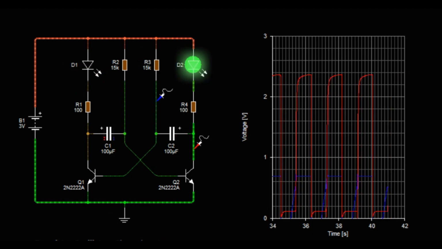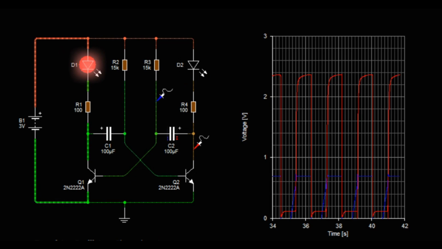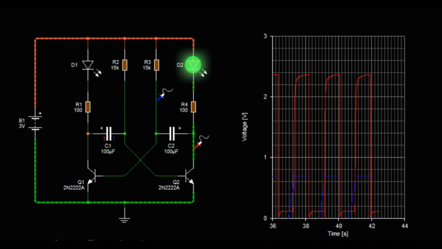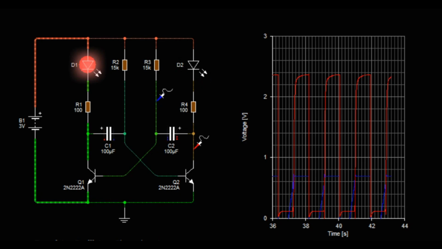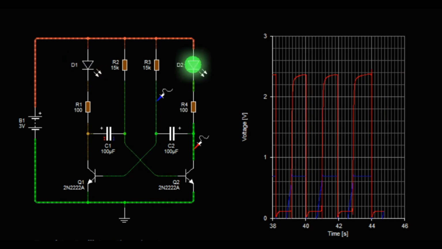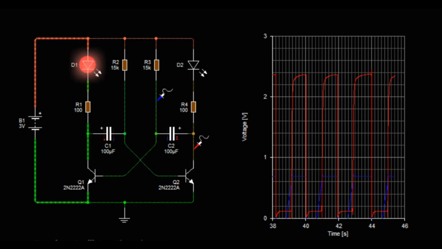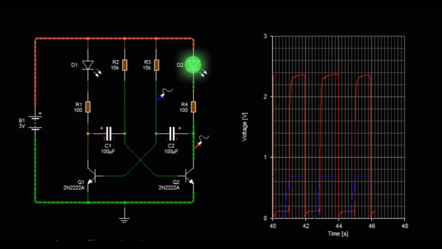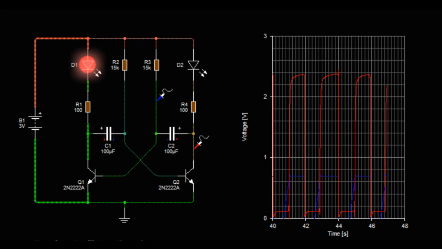The circuit keeps switching back and forth between these two states, generating a square wave output at the collector of Q1 and Q2. This square wave has a frequency determined by the values of the resistors, R1, R2, R3, and R4, and capacitors, C1 and C2.